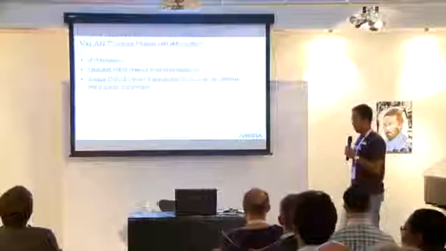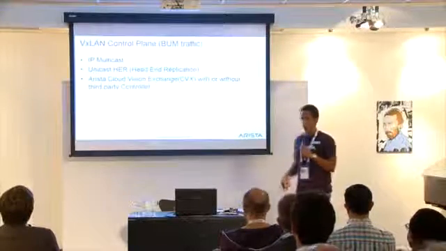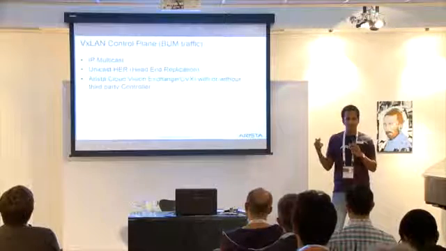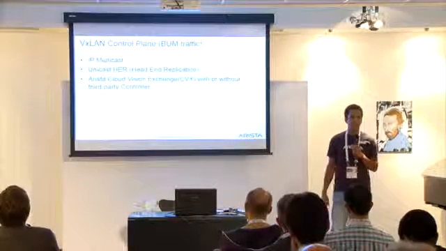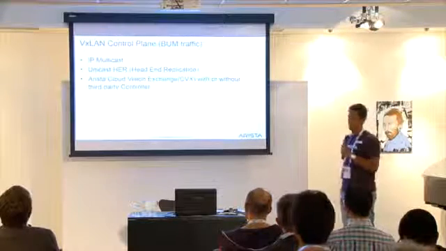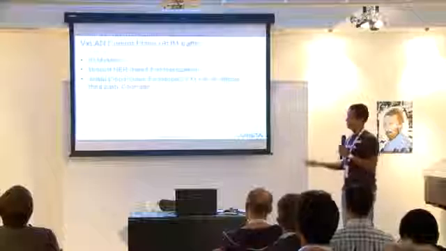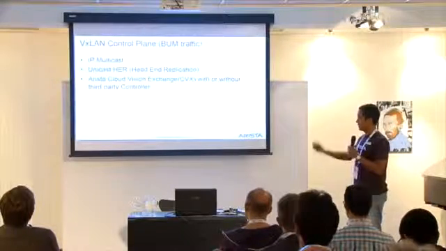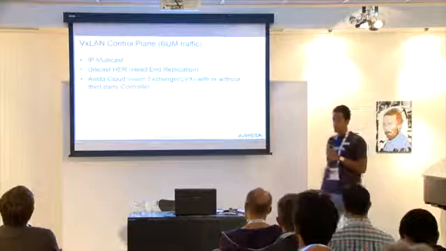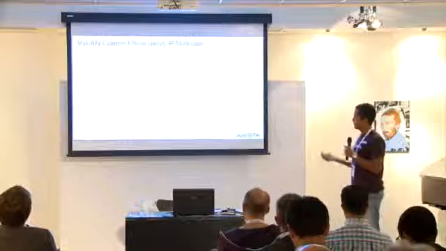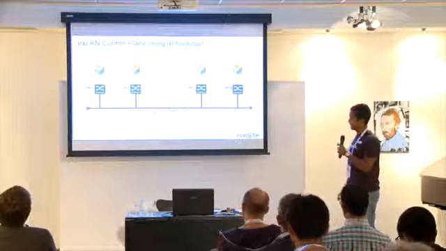So with VXLAN, you have a couple of ways to learn, in the control plane, to do the signaling for your BUM traffic. You've got IP multicast, which is as per RFC 7348, head-end replication, or you can use something like Arista CloudVision, together with or without a third-party controller. So let's have a look at the multicast control plane.